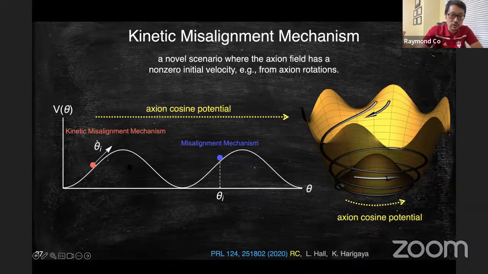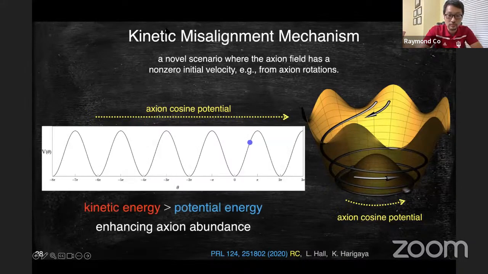So the basic idea is that now you have a very large kinetic energy of the axion, which can be much larger than the potential barrier of the axion. So the axion could actually be going over the potential barriers in the cosine potential and going around in a circle like this. And this is what determines the abundance, compared to the misalignment mechanism where it is the potential energy. In this case, it's the kinetic energy. So we call this kinetic misalignment mechanism.